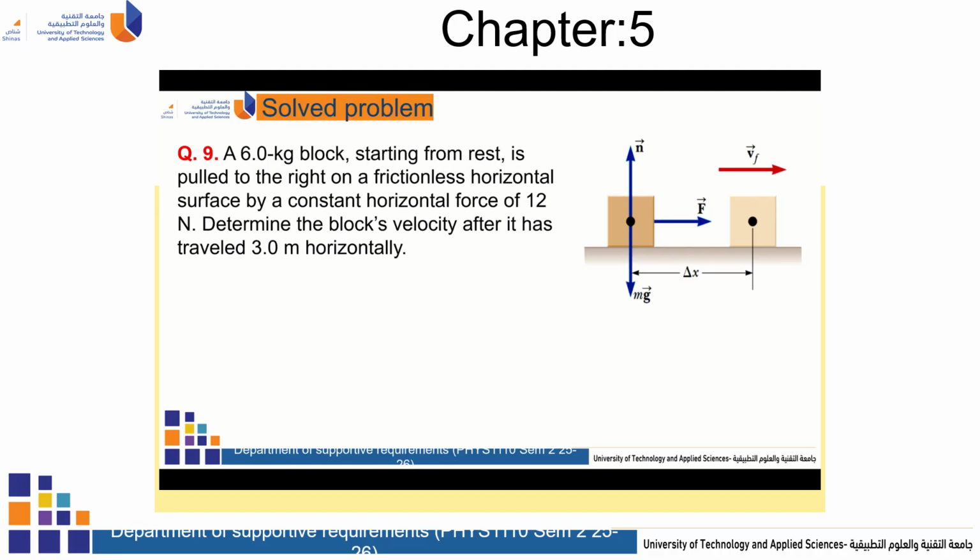So what is given here? I'm writing the given parameters for this problem. They are saying this started from rest, so the initial velocity of the box is 0 meter over second. The value of vi is given, that is 0 meter over second.